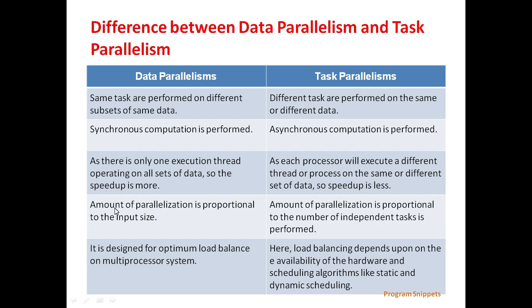In data parallelism, the amount of parallelization is proportional to the input size. And in task parallelism, the amount of parallelization is proportional to the number of independent tasks performed. Data parallelism is designed for optimum load balance on multiprocessor systems. In task parallelism, load balancing depends on the availability of the hardware and scheduling algorithms like static and dynamic scheduling.